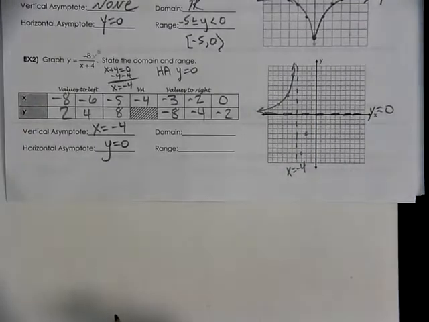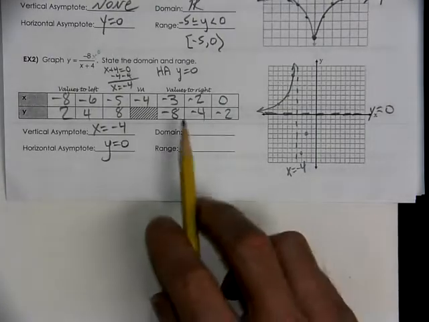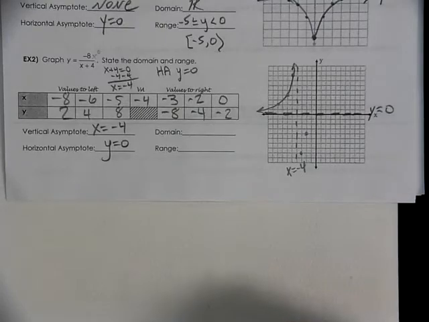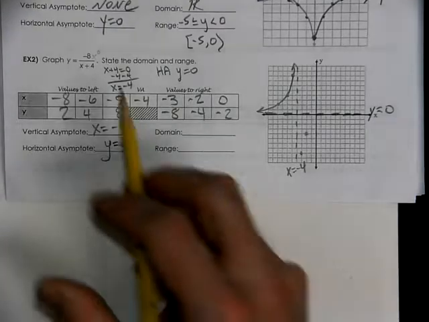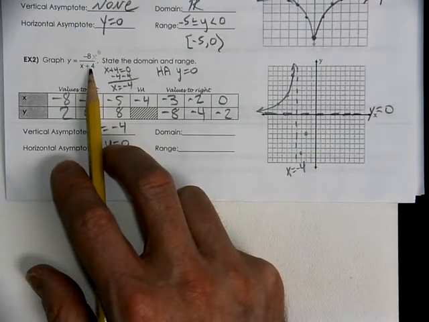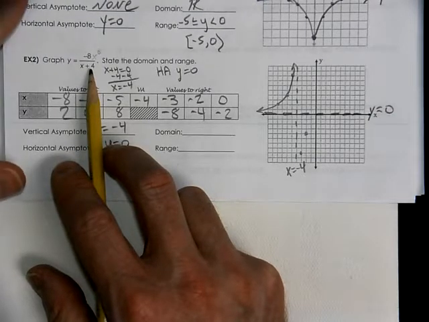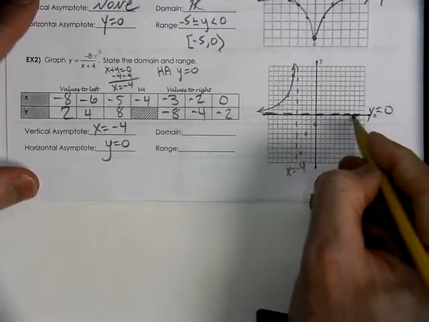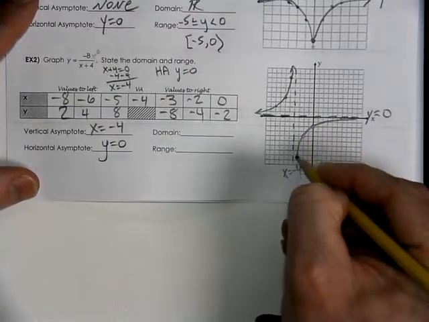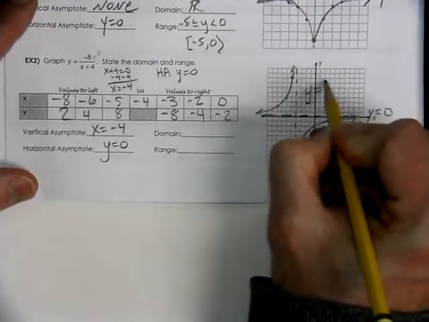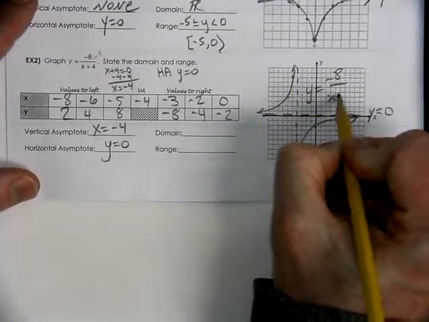You might prefer that type of way to come up with your points rather than plugging values in if you were doing this by hand. This would be an appropriate question to do completely by hand. No graphing calculator. And then 0, -2. So we would approach that asymptote and this one. And our graph is -8 over x plus 4.